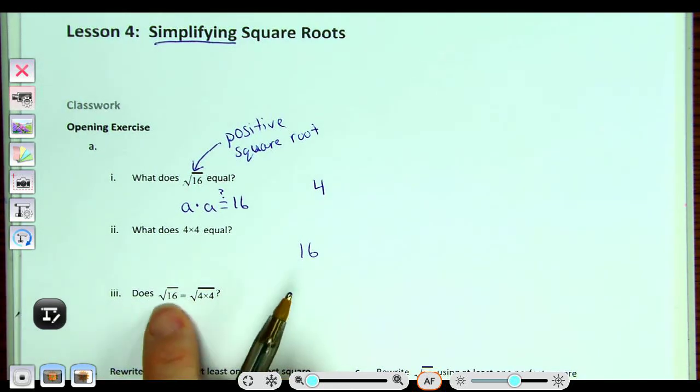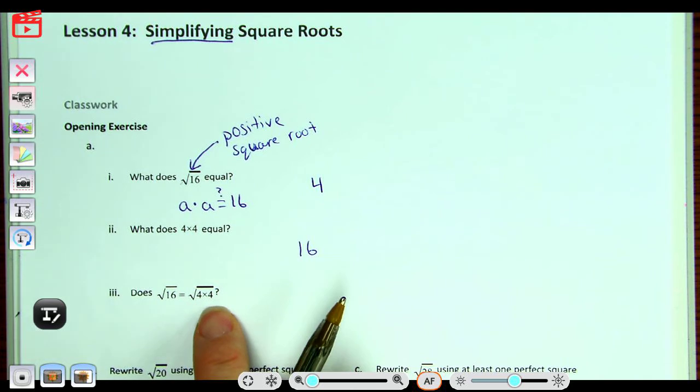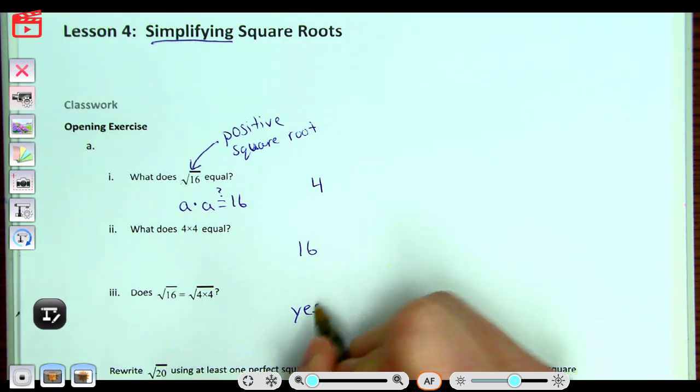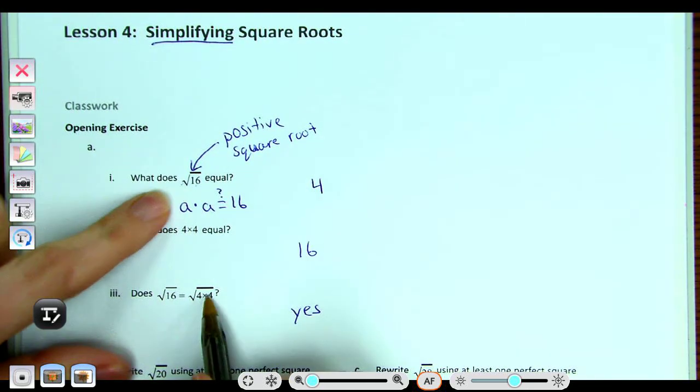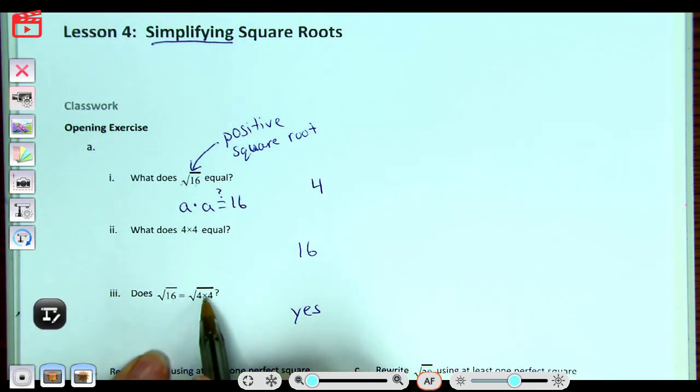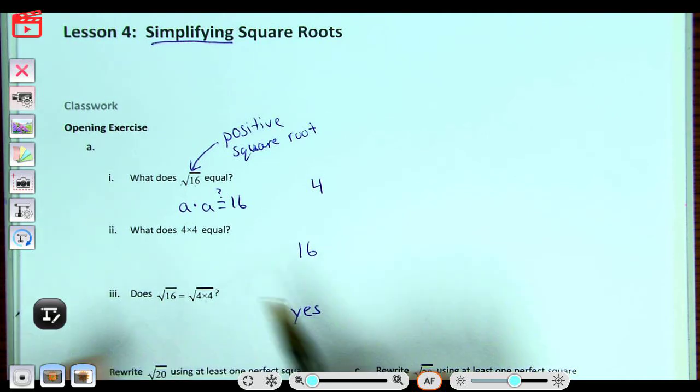So does the square root of 16 equal the square root of 4 times 4? The answer is yes. The square root of 16 is 4, and 4 times 4 is 16. So this is like saying the square root of 16. Yes, they're the same thing.